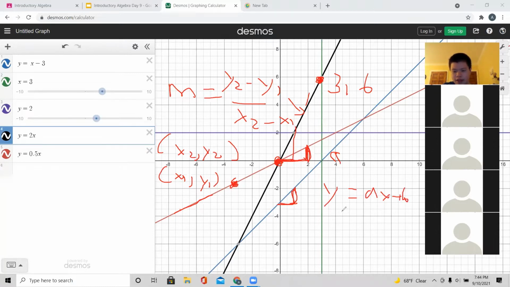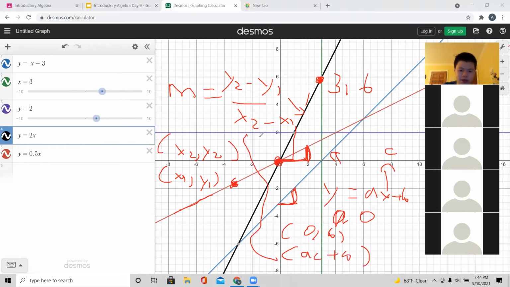So if we had 0, 0, we would have x equals 0. So 0 would be our first point. And let's say x is some arbitrary number c, giving ac plus b. Putting this back into our slope equation, we would find that the slope equals a, which is very convenient.